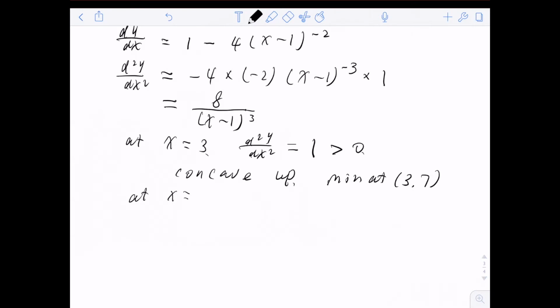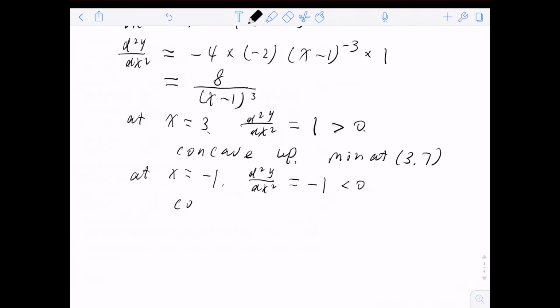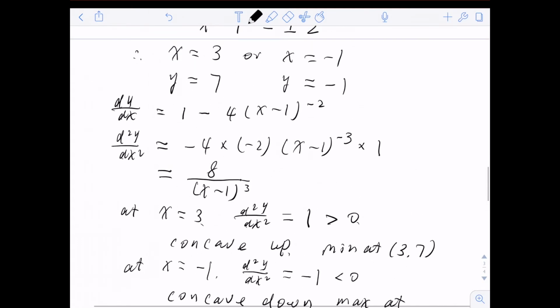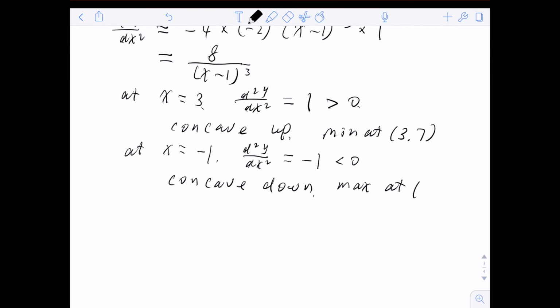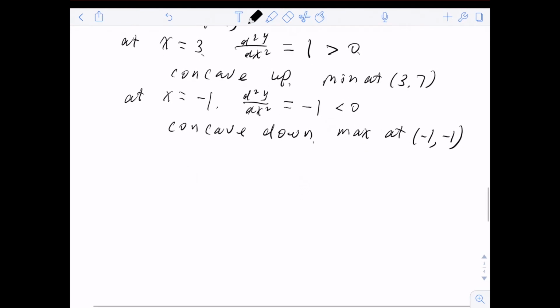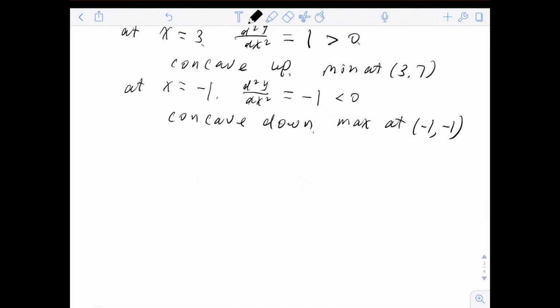Then at x equals negative 1, I'll substitute this x value into my second derivative again. It gives me negative 1, which is less than 0, and that means it is concave down at that point, which means I have a maximum turning point at (negative 1, negative 1). Okay, I have one each, one minimum and one maximum.